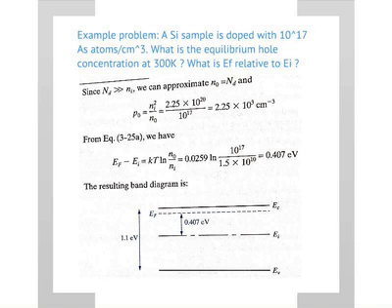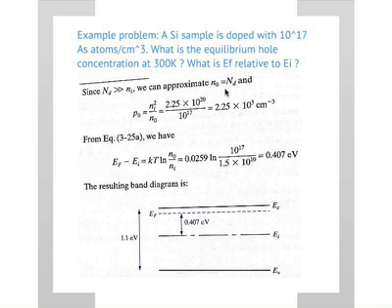What is the equilibrium hole concentration at 300 Kelvin? What is the Fermi level relative to EI, the intrinsic Fermi level? So we are just applying the equations we just learned. Since the concentration of the donor is much larger than Ni, remember, the 10^17, and Ni in silicon is about 10^10, 10^17 is 7 orders of magnitude higher, so this approximation is reasonable. We can approximate that the number of electrons should be equal to the number of donors.